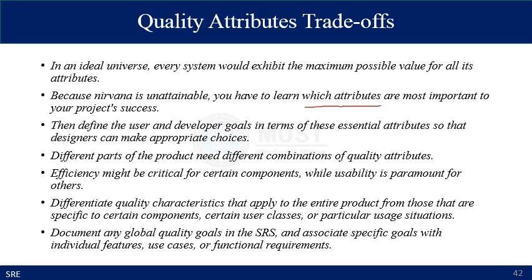Different parts of the product need different combinations of quality attributes. Efficiency might be critical for certain components, while usability is paramount for others, and in some cases you look to achieve integrity or security, and in some cases you look for portability. So you have to differentiate quality characteristics that apply to the entire product from those that are specific to certain components, certain user classes, or a particular user situation.